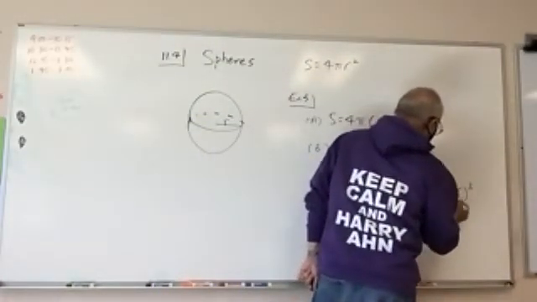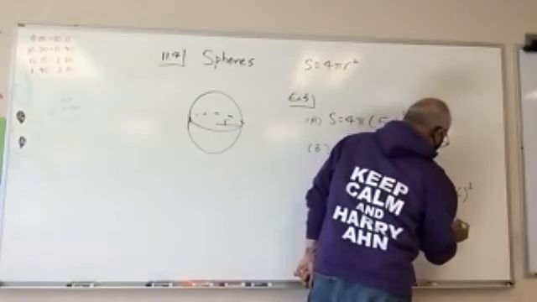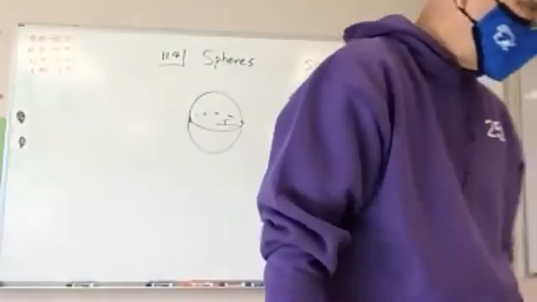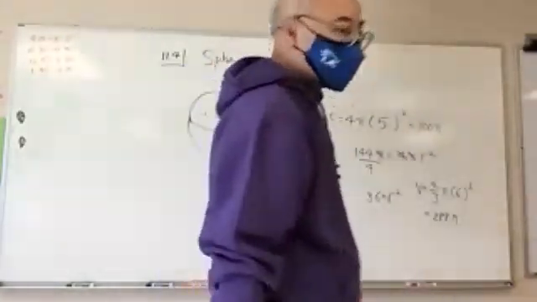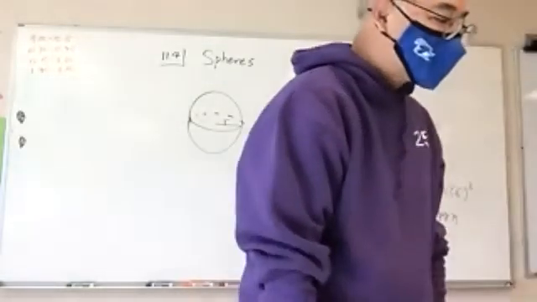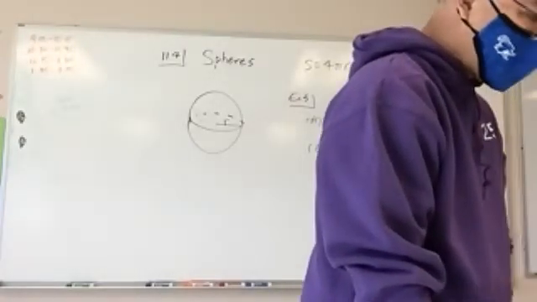So this would be 288 pi. Is that correct? 288. Okay, so C: the surface area of a sphere with a great circle that has an area of 4 pi.